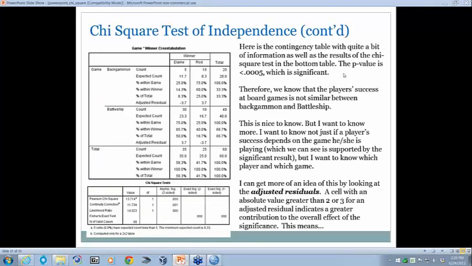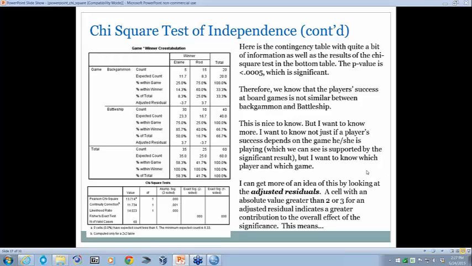Let's go back into the PowerPoint. All right, so here's the same contingency table that we just saw. It has quite a bit of information, but right down here is your chi-square statistic. See, it's rather large. When you see big test statistics, then you can most likely assume that you're going to have significance, which we do. It's less than 0.05. Okay, means something's going on there. So we know that the player's success at board games is not similar between backgammon and Battleship, right? One of us might be better than the other at one or the other. So this is nice to know, okay? And that's what this tells me.